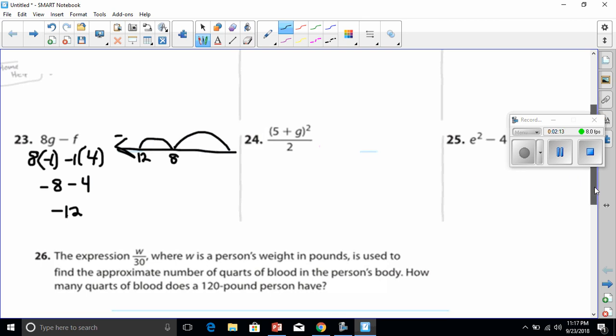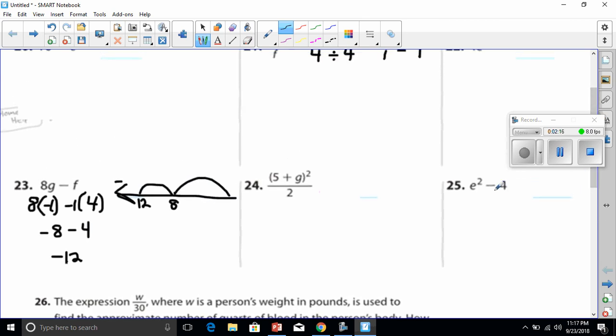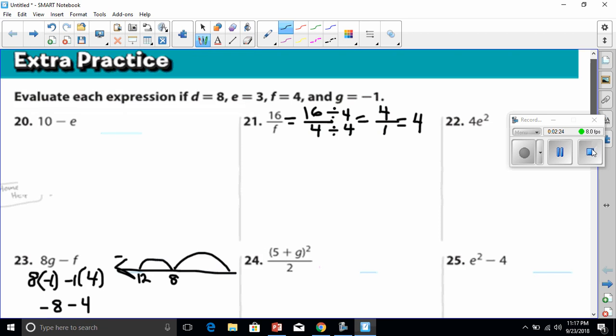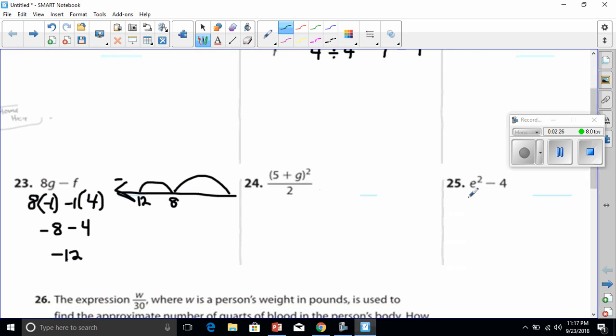Number 25 is next. Number 25 says e squared minus 4. Well, e is 3. So we have 3 to the second power minus 4.